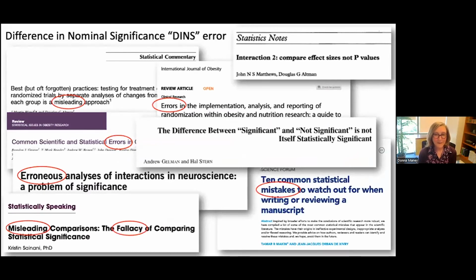And my favorite among these titles is this one by Gelman and Stern: The difference between significant and not significant is not itself statistically significant. That was published back in 2006. Now, a lot of us have probably done this, and I only found out that this error was a thing a few years ago, and I recently went back to look over my own published papers, and there it was, plain as day. It's an extremely easy error to make.